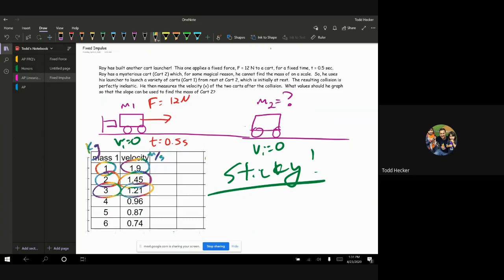Now, every time I look at this data, I think, wait a minute, why is it going slower? So remember, we're not launching cart 1 at a fixed velocity. We're launching it with a fixed force for a fixed amount of time. So let's take a look at the launch of cart 1.